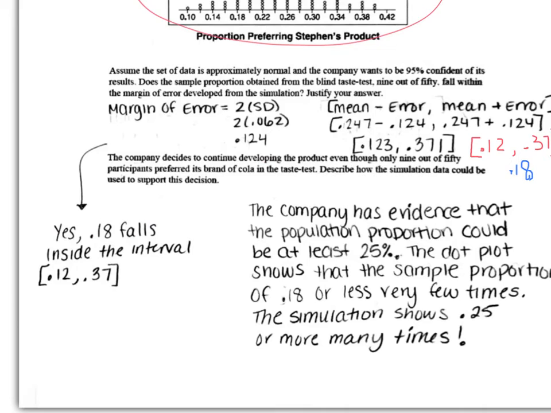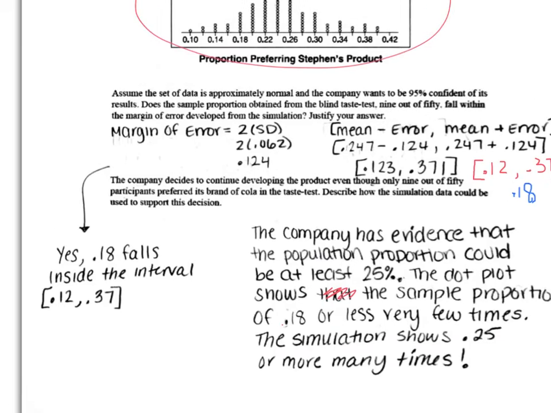I said that the company already has evidence that the population proportion could be at least 25%. The dot plot shows the sample proportion of 0.18 or less very few times. The simulation shows 0.25 or more many times. So what do I mean by that?